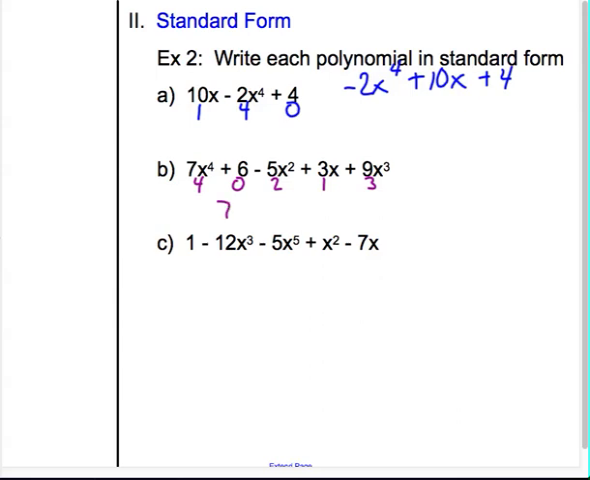So my first term is 7x to the 4th. My second term would be plus 9x cubed. My third term would be minus 5x squared plus 3x. And finally, my constant of 6.